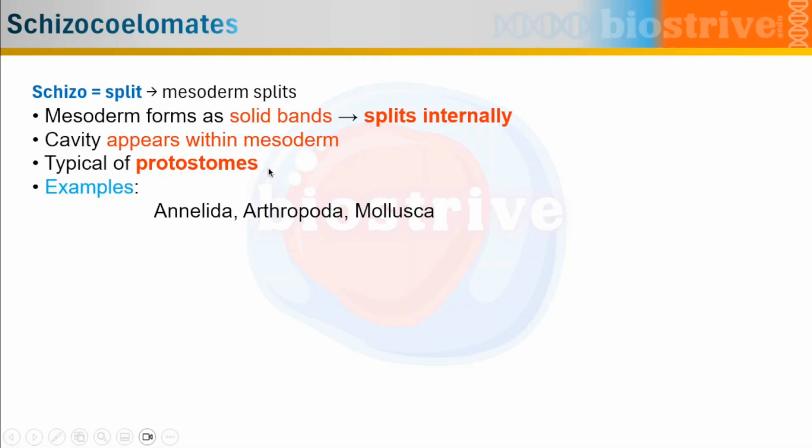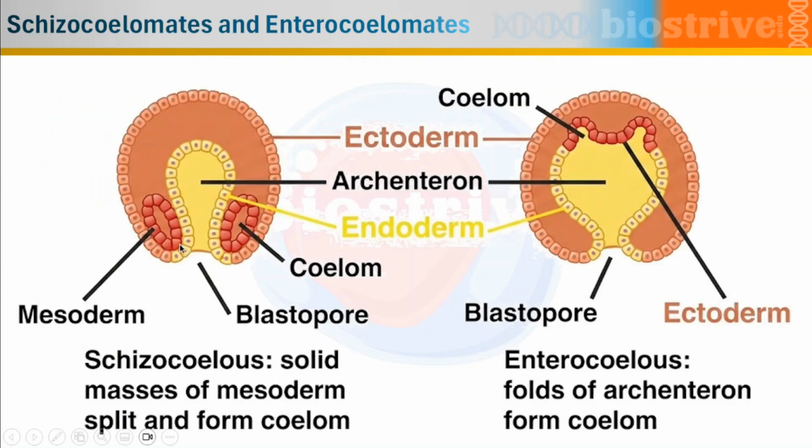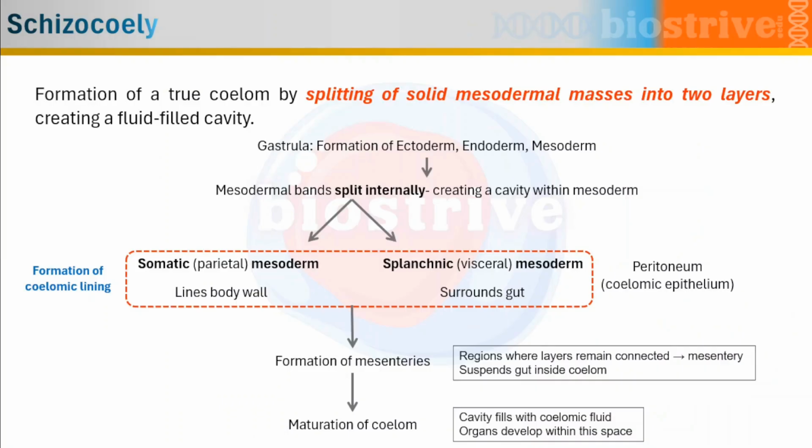Protostomes are the organisms in which the blastopore will develop into the mouth first, and the typical examples include Annelida, Arthropoda as well as Mollusca. As you can see, there are some solid patches which will be splitting, will be forming the coelom itself within the mesoderm. Now let's talk about the process of schizocoele itself. Schizocoele is the formation of true coelom by splitting of solid mesodermal masses into two layers, creating a fluid filled cavity. That is very much obvious.